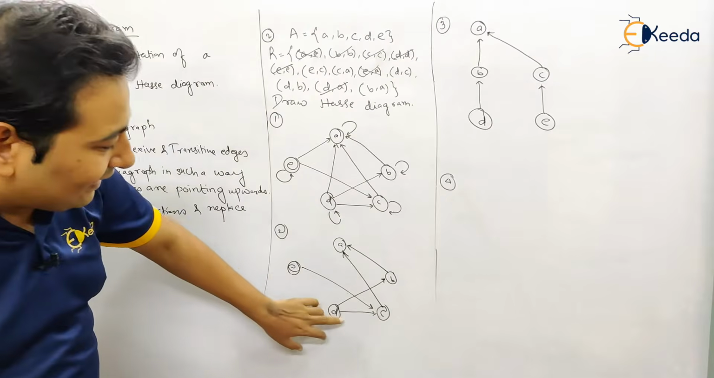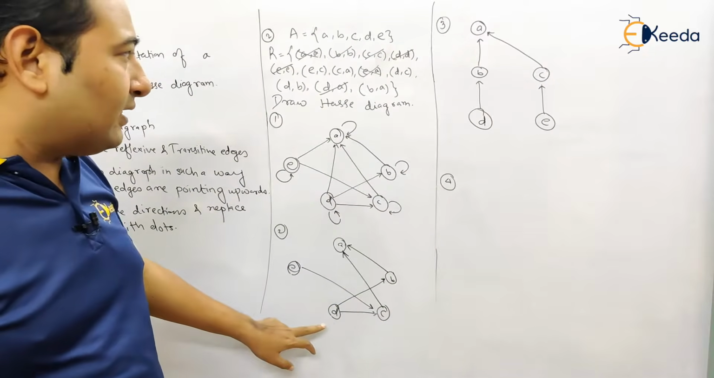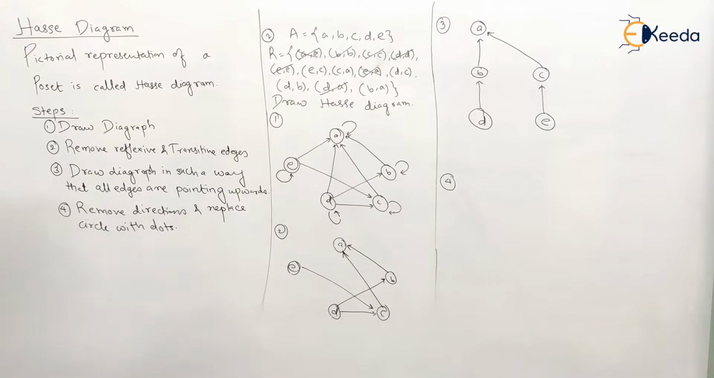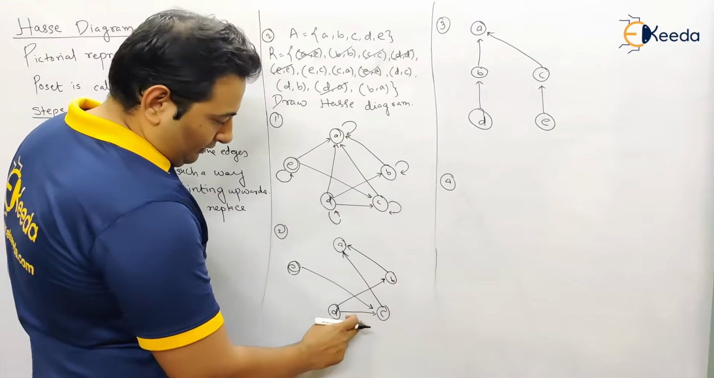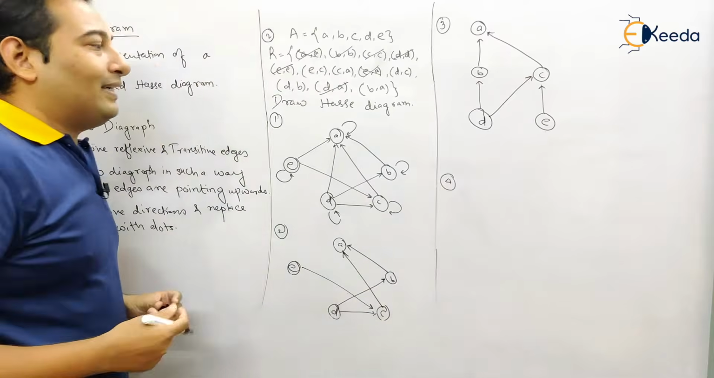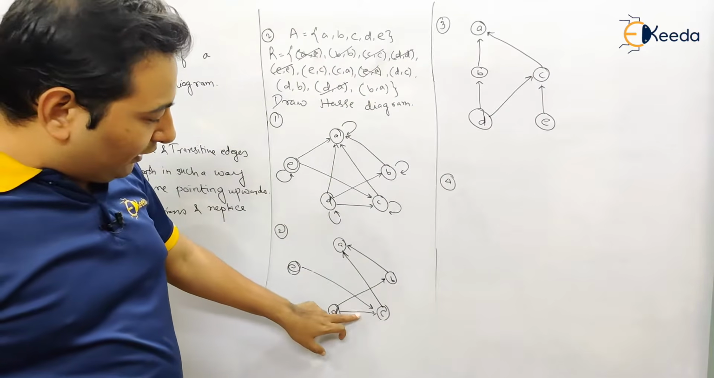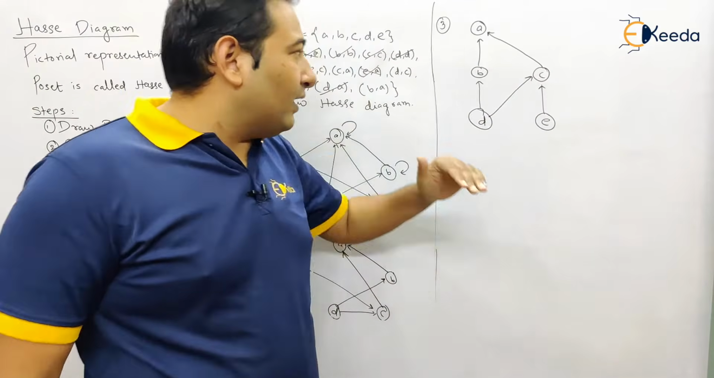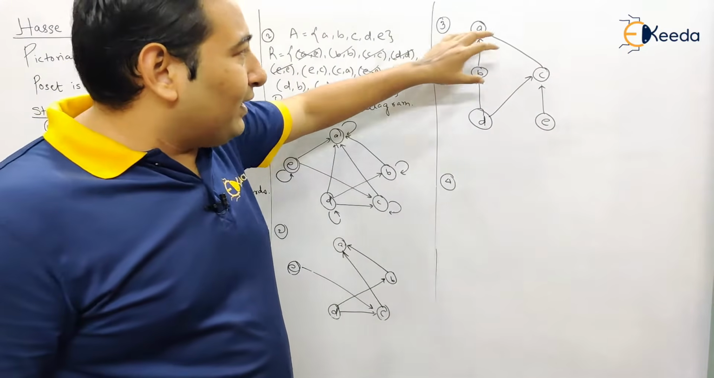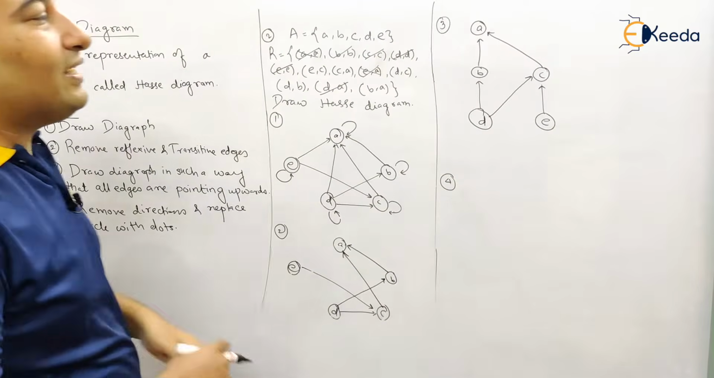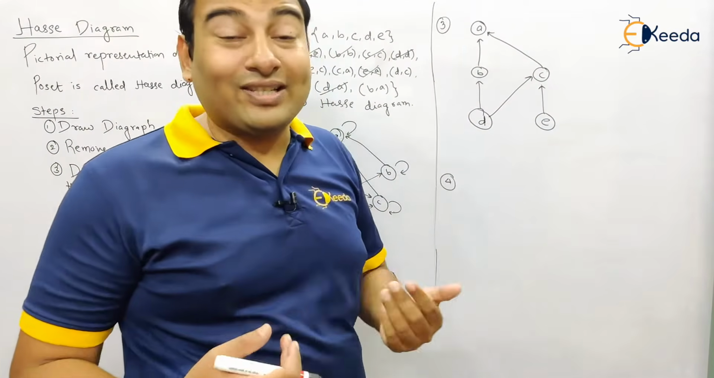We're done with E and D. Anything else? From D to B, we have one more link, that is D to C. D to C is also present. That is it. 1, 2, 3, 4 and 5. That's it. We are done. We redraw the diagram in such a way that all the arrows are pointing upwards.